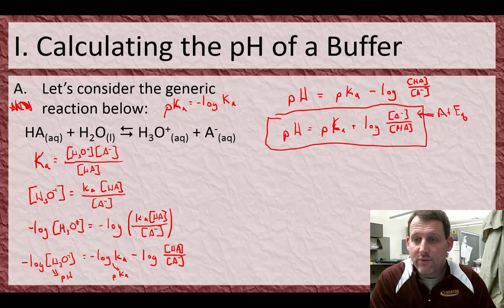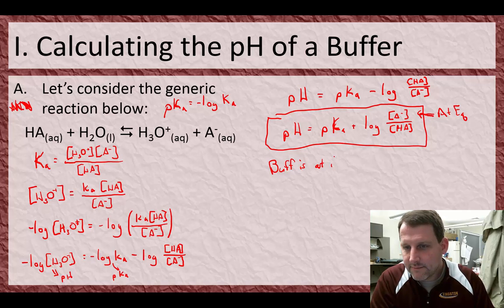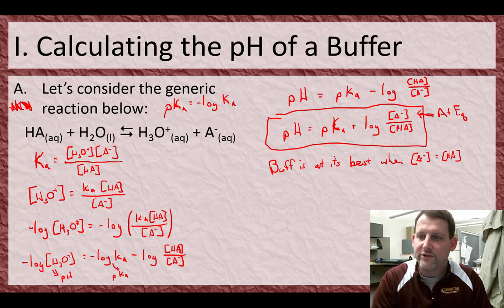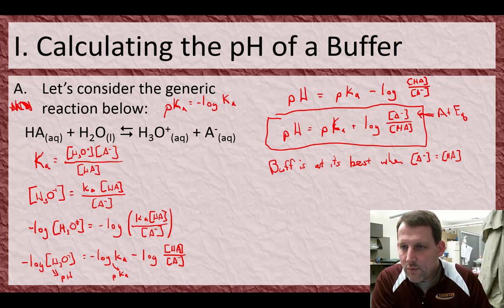So let's talk about this equation real quick. We know that a buffer is at its best when the A minus concentration is equal to the HA. So when they are a 1-to-1 ratio of A minus to HA, when they're equal. Well, let's look at what that does to the equation. If this is equal top and bottom, then the same number divided by itself is equal to 1.